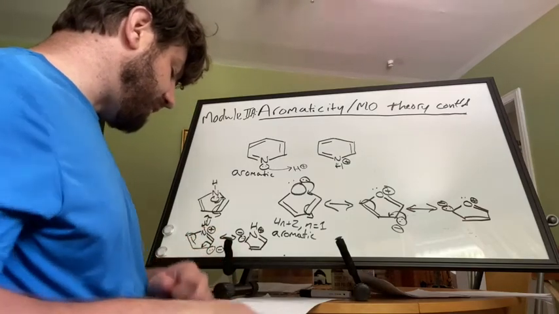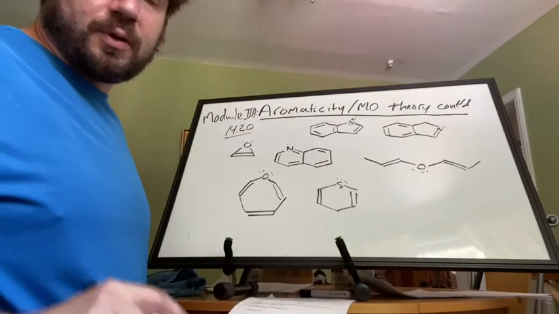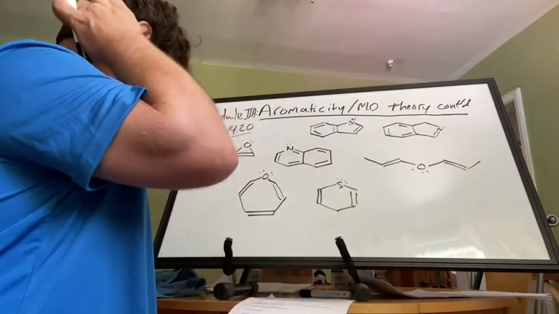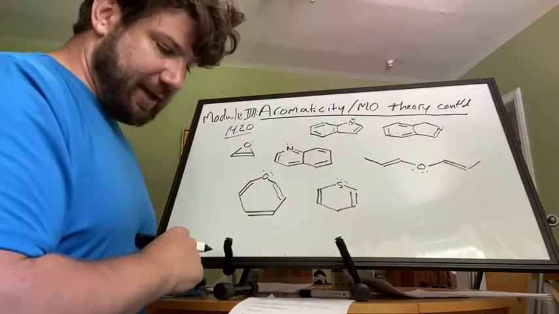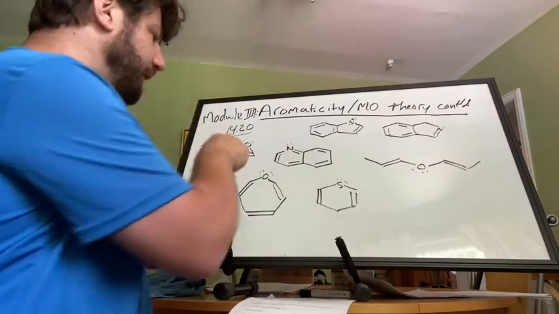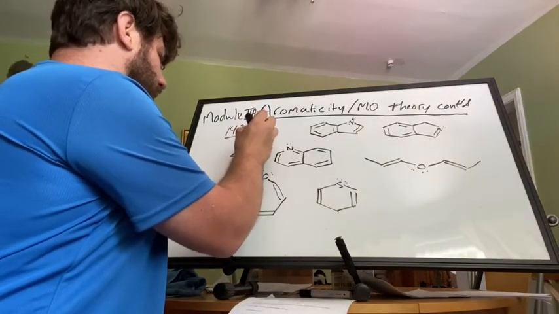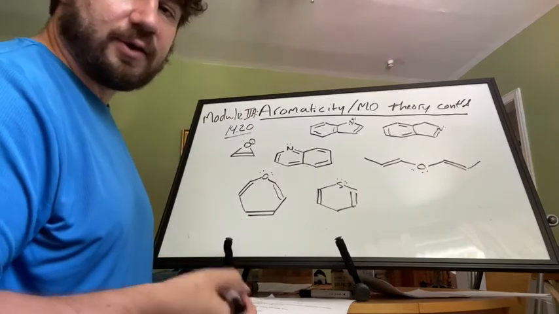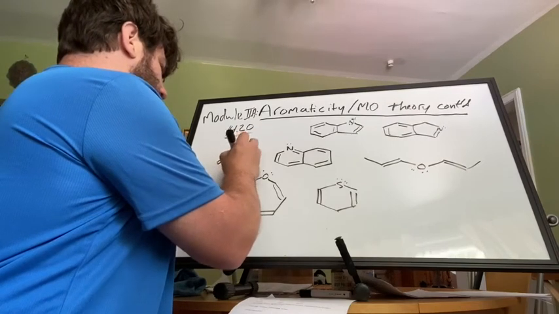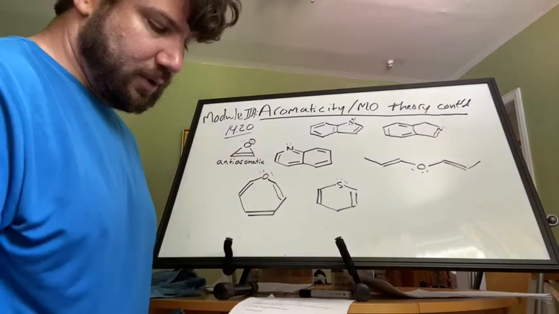Okay, so let's look at problem 14.20. I'll pause here for a minute and then I'll put those examples up. Okay, so problem 14.20, example A. We have 2 pi electrons here within the ring that are clearly established, but then we have one of these lone pairs that can feed in. So in other words, this is going to be anti-aromatic. Next example.